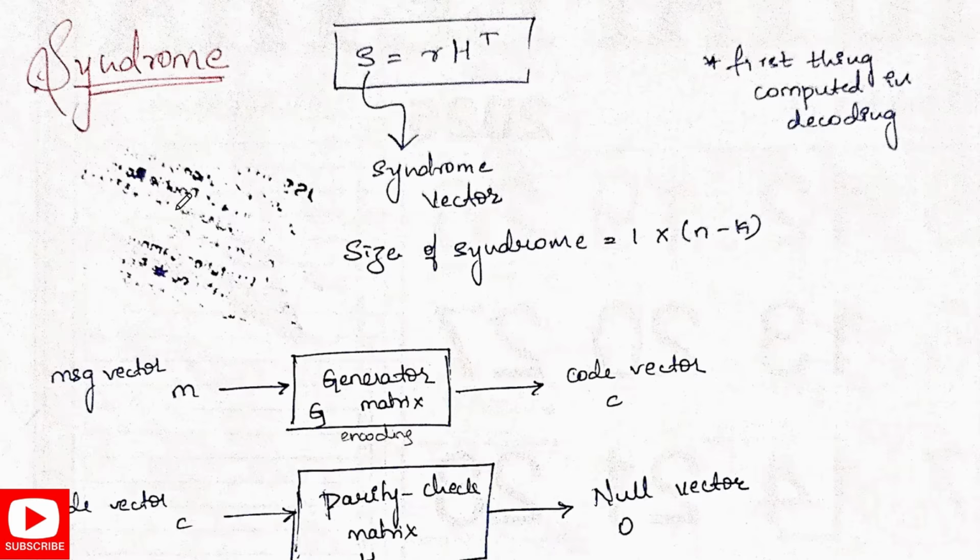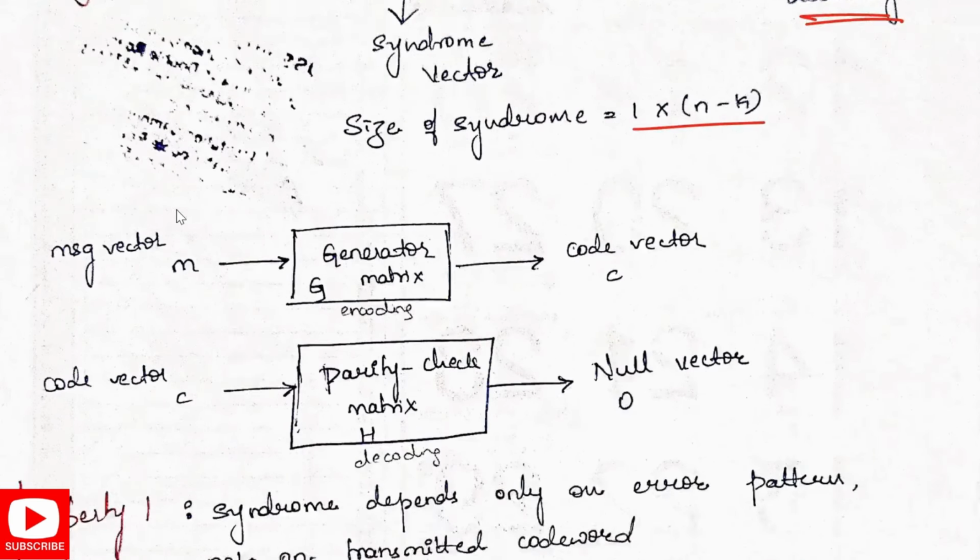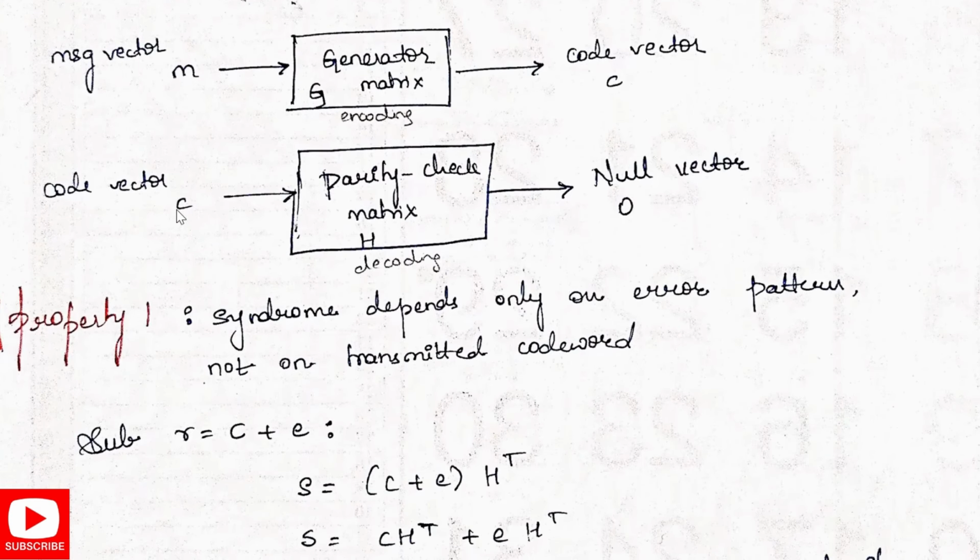Syndrome is basically represented as S is equal to R into H transpose. What is S? It's the syndrome vector. This is the first thing that is computed in the decoding part. The size of the syndrome is 1 into (n minus k), that is n minus k only. Now, how does this occur? In the message vector, you give M as input. In the generator matrix, the encoding takes place and you get the code vector. This code vector is now sent to the parity check matrix where the decoding occurs, and you get the null vector as 0.